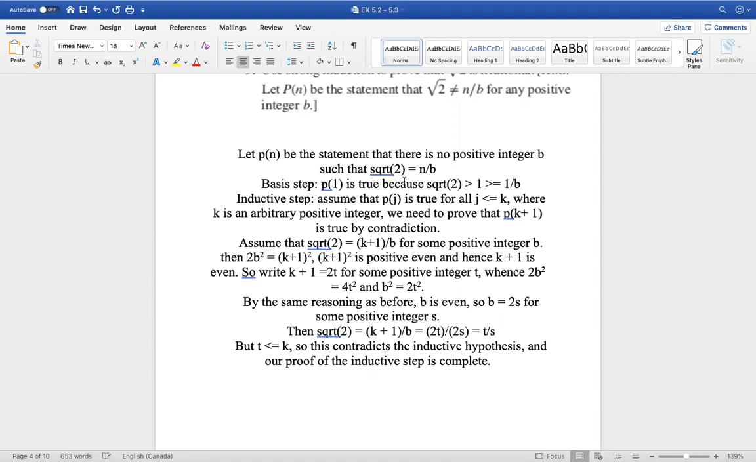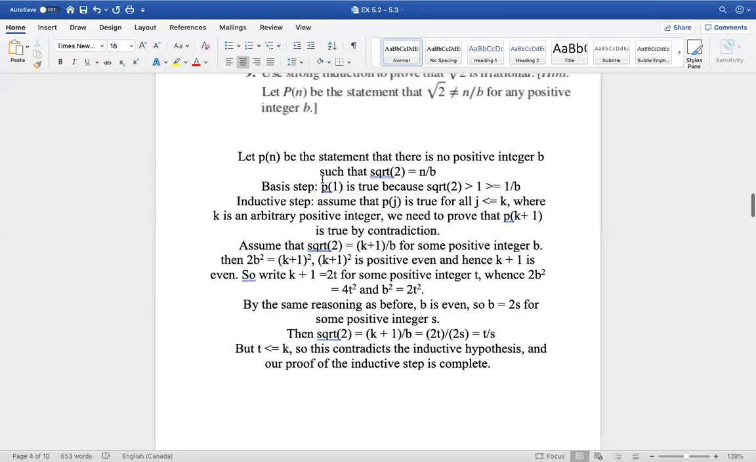Okay, basically, what we did here is, we have the statement P(n), which represents this: the square root of rho equals n over b, and there is no positive integer b for such a thing. So we start with the smallest positive integer. Here P(1) is the smallest one in the domain. We check the basis step and find that this is true.